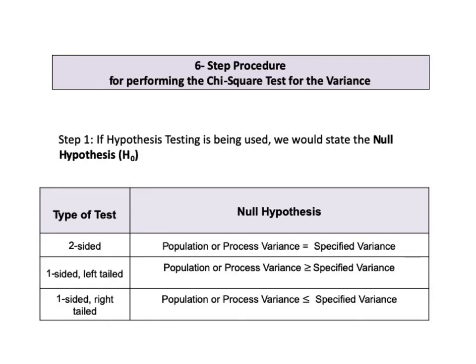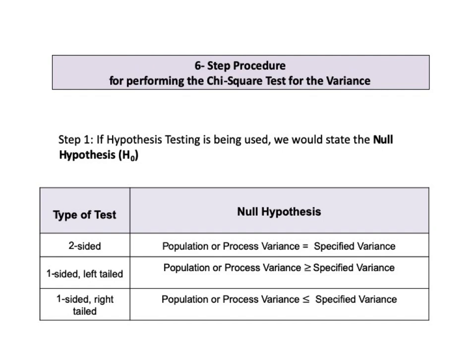Here is a 6-step procedure for performing the test. Step 1. If hypothesis testing is being used, state the null hypothesis, H0. There are 3 types of hypothesis tests, and the null hypothesis is stated differently for each of them as shown here. For a two-sided hypothesis test, the null hypothesis is that the population or process variance equals the variance which we specified. One-sided tests can be either left-tailed or right-tailed.